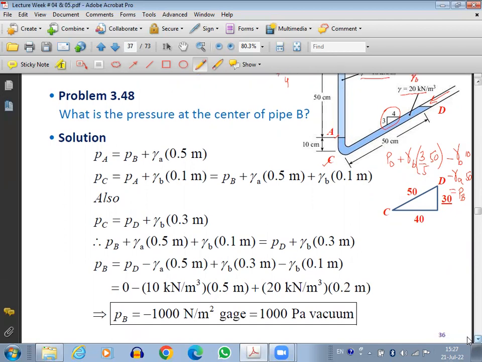So it comes out to be PB equals negative 1000 Newton per meter square gauge. That means it is vacuum pressure. So that means 1000 Pascal vacuum. So that's the solution of this problem. Is the solution here clear or not?